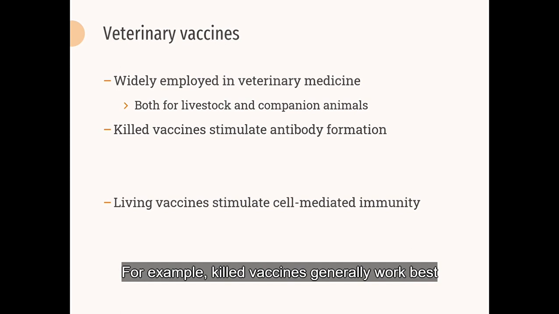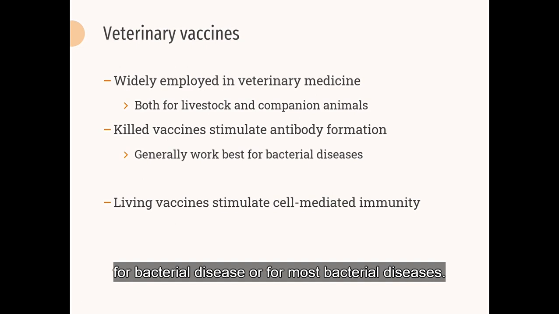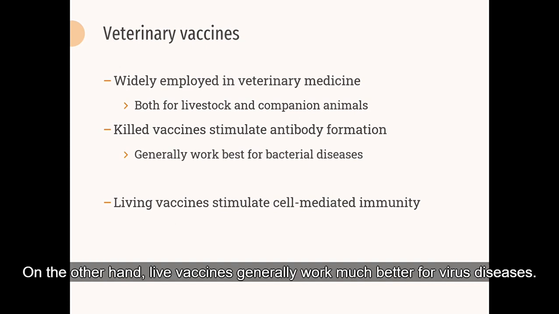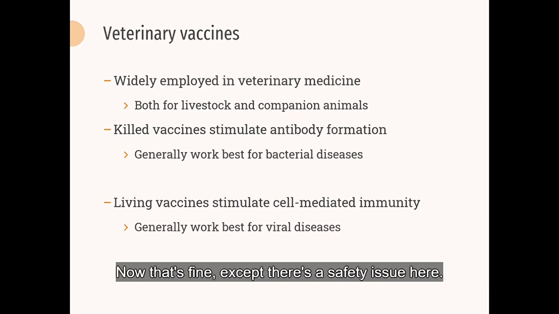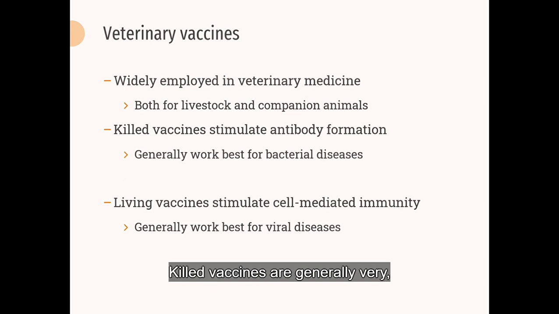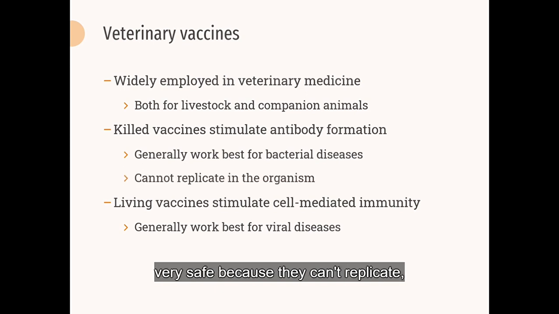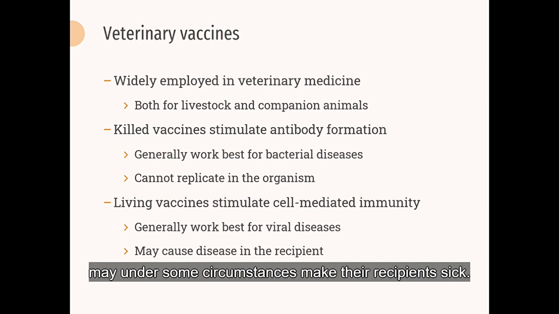So, for example, killed vaccines generally work best for bacterial diseases, or for most bacterial diseases. On the other hand, live vaccines generally work much better for virus diseases. Now, that's fine, except there's a safety issue here. Killed vaccines are generally very, very safe because they can't replicate, they can't cause disease. Live vaccines, on the other hand, may, under some circumstances, make the recipient sick. So we have to balance these two things in making a decision as to which vaccines we use for which disease.